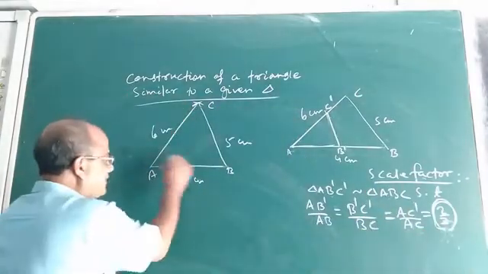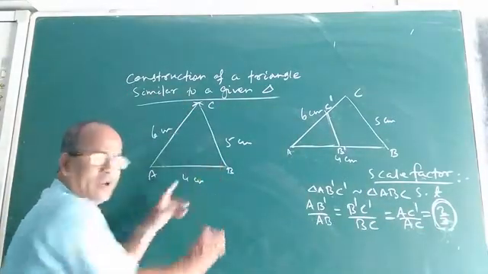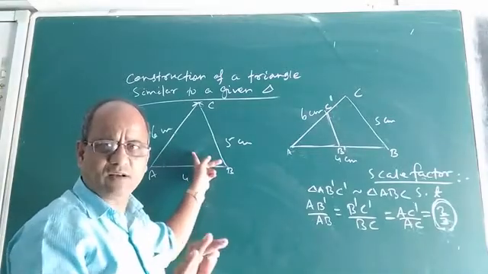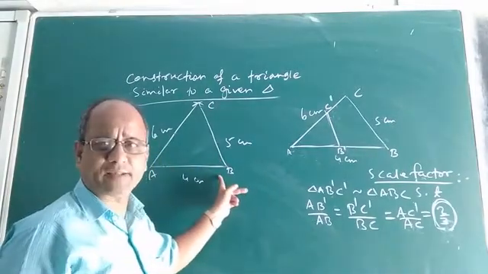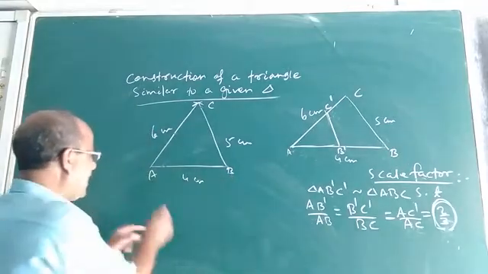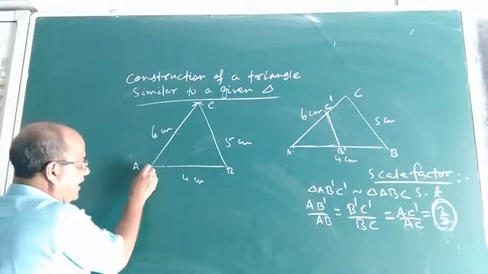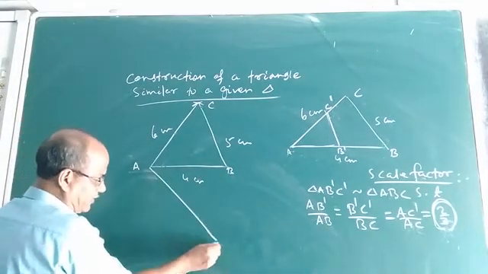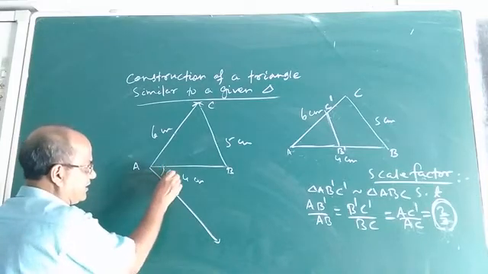What is the next step? The next step is, you see, children, you take any one of the sides of this triangle as the base. Suppose you will take AB as the base. Now below this AB, at the vertex A, you draw an acute angle. Draw any acute angle, suppose 60 degree.